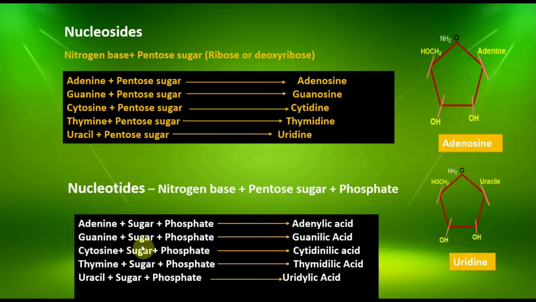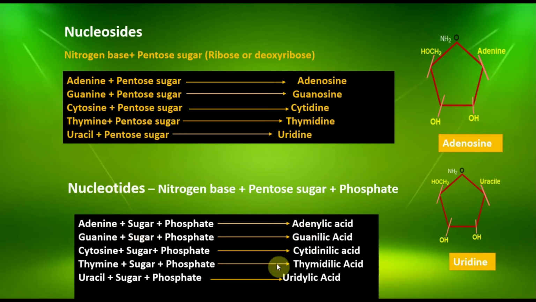Similarly, guanine plus sugar plus phosphate forms guanylic acid, and cytosine plus sugar plus phosphate forms cytidylic acid, and thymine plus sugar plus phosphate forms thymidylic acid, and uracil plus sugar plus phosphate forms uridylic acid. So there are 4 different types of nucleosides, and automatically there are 4 different types of nucleotides.